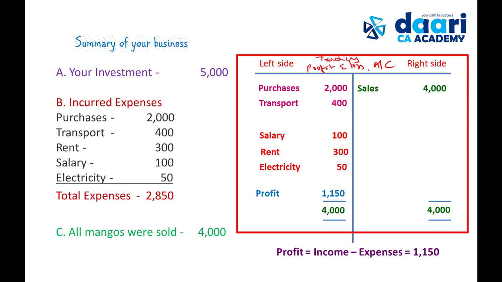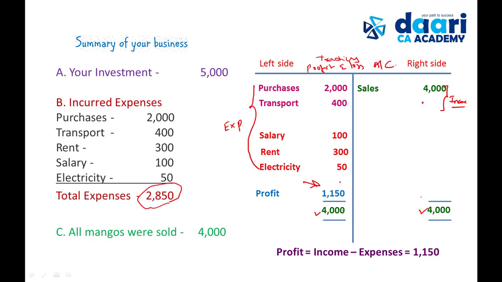I'll just sum up here our discussion. It will be recorded in a T-shape account, that it is having two sides. One is the left side, another is the right side. It is agreed all over the world. The left side will be recording all expenses, the right side will be recording all incomes. The difference between these two is either a profit or a loss. So here income is more and expenses are less, so the difference is on the left side, and that is the profit.